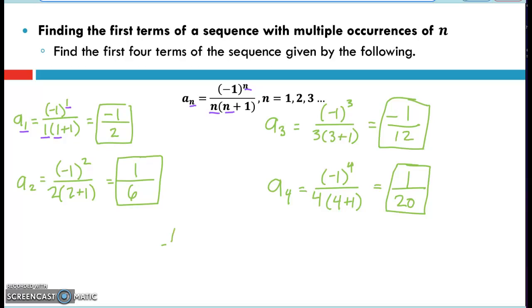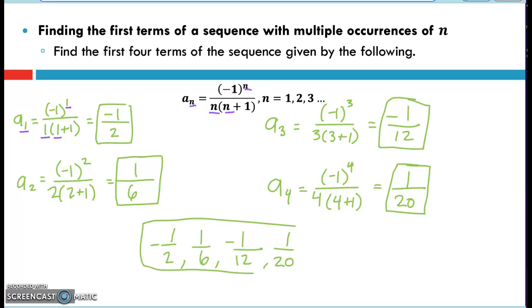Our first term is negative 1/2. Our second term is a positive 1/6. Our third term is a negative 1/12. And our fourth term is 1/20. So there's all my first 4 terms of that one. And that is finding the first terms of a sequence with multiple occurrences of n.